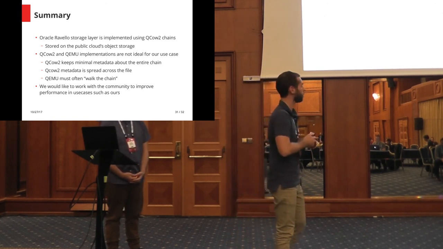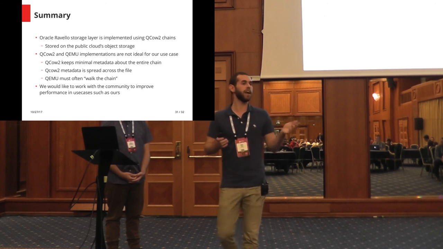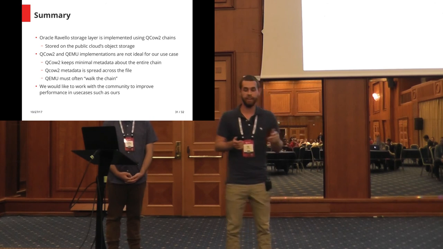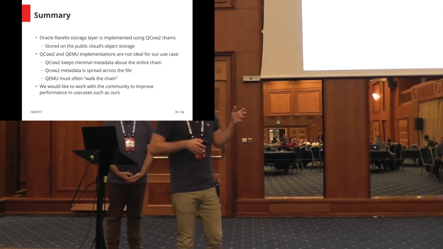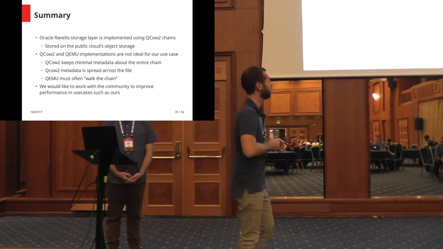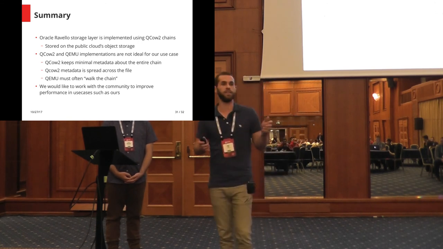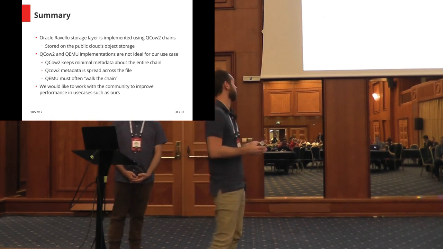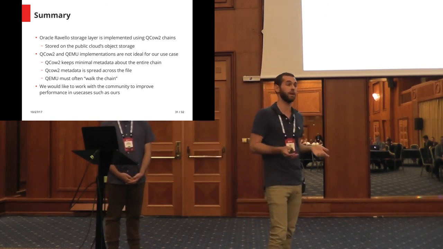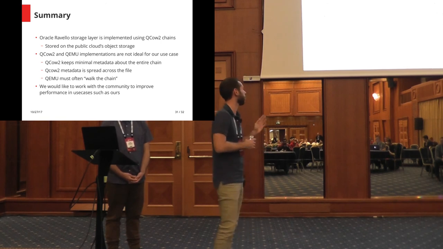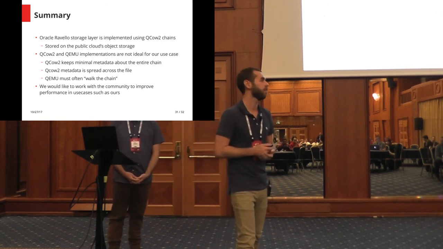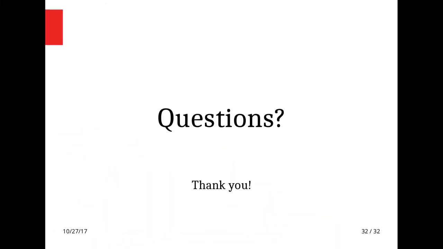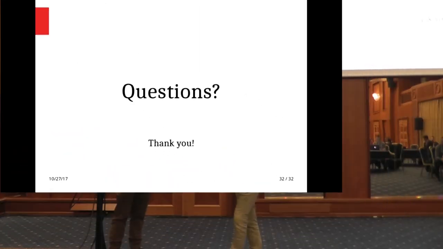So I think what we're trying to say is that we would very much like to work with the community and try to improve the performance for our use case. The QEMU code and qcow format often rely on the fact that the chain is all available locally on the local machine, or at least that all the files are placed in the same place. So this is not always the case for our use case. So we would very much like to see improvement in that. And that's it. If you have any questions, I would love to answer.